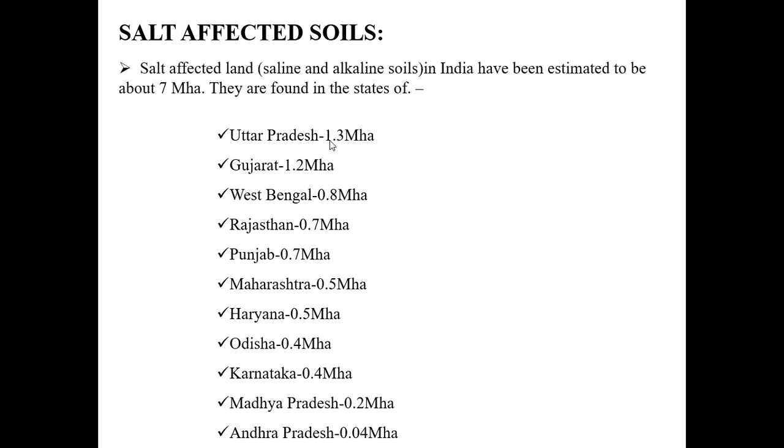Now salt affected soils. Salt affected soils are mainly prone to saline and alkali conditions. There are separate chapters where you will deal with this type of soils separately. This is a major problem, especially in Uttar Pradesh. You can see around 1.3 million hectares in Gujarat, 1.2 million hectares in West Bengal, around 0.8 million hectares in Rajasthan, Punjab 0.7, Maharashtra and Haryana 0.5, Odisha 0.4, Karnataka also 0.4, Andhra Pradesh 0.04, and Madhya Pradesh 0.02 million hectares. So this is the list, some sort of statistics. We can't fully trust statistics because we want to update the knowledge.